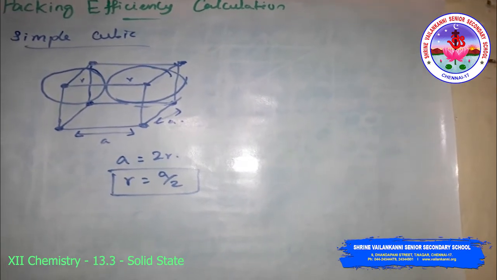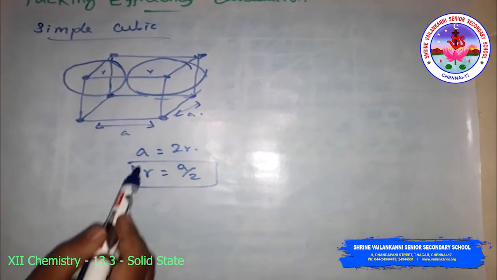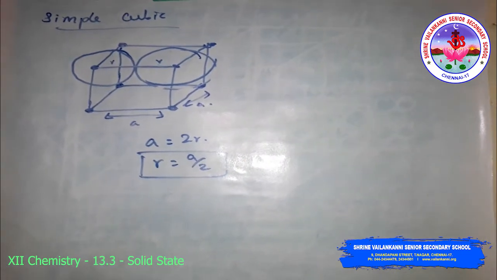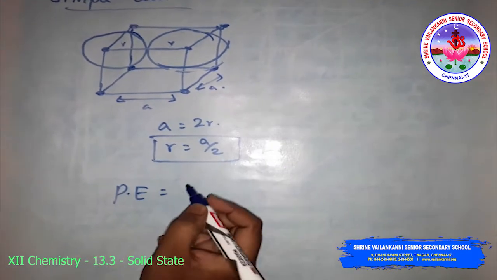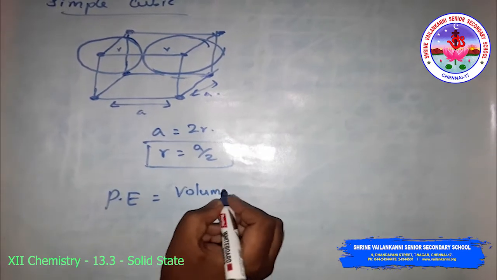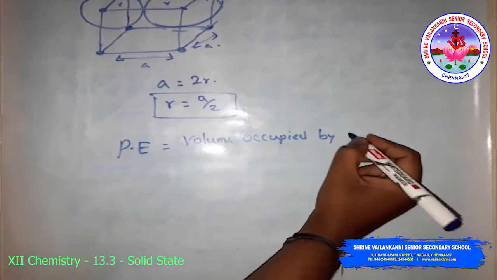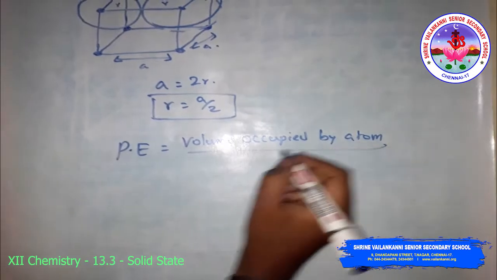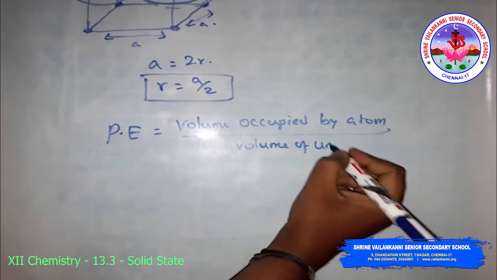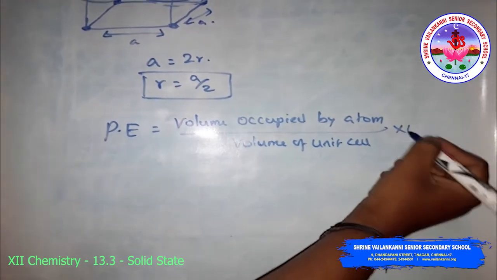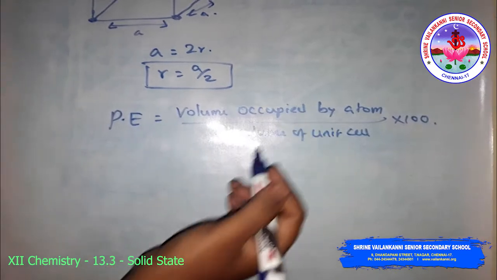Now let us calculate the packing efficiency using the atomic radius R, this value. So packing efficiency is what? Packing efficiency is equal to volume occupied by atom divided by volume of unit cell into 100.